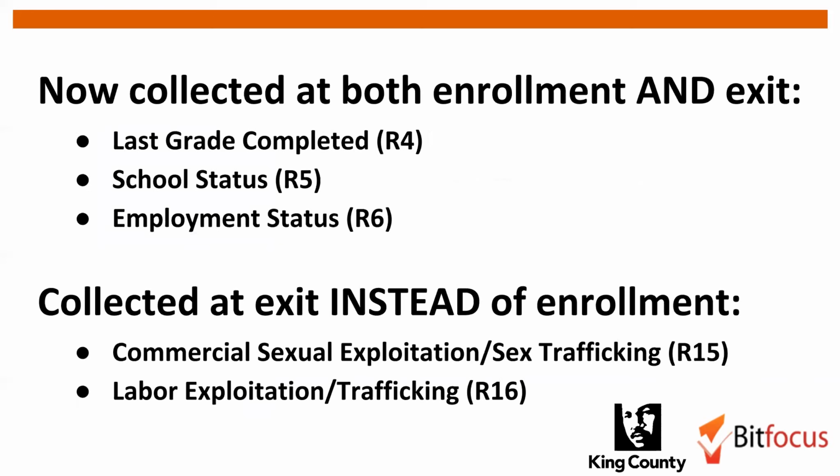A couple of additional changes. Last grade completed, school status, and employment status are now collected both at enrollment and at exit. They were previously only collected at enrollment, but now they're collected at exit as well. And as I mentioned previously, commercial sexual exploitation / sex trafficking and labor exploitation / trafficking are now collected at exit instead of being collected at enrollment. They'll no longer show up on the enrollment screen and will only be collected at exit.